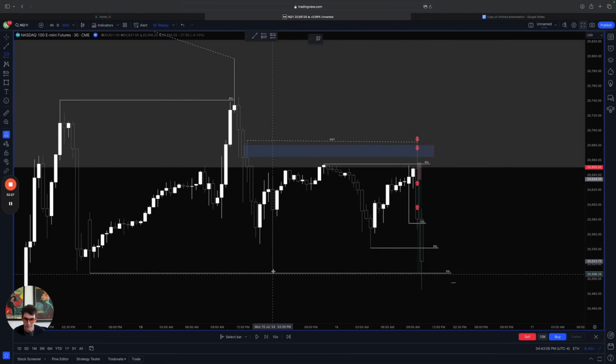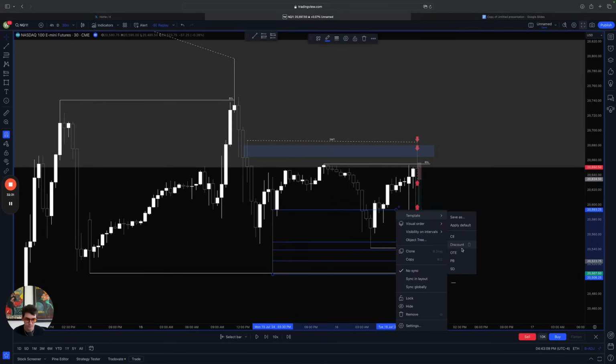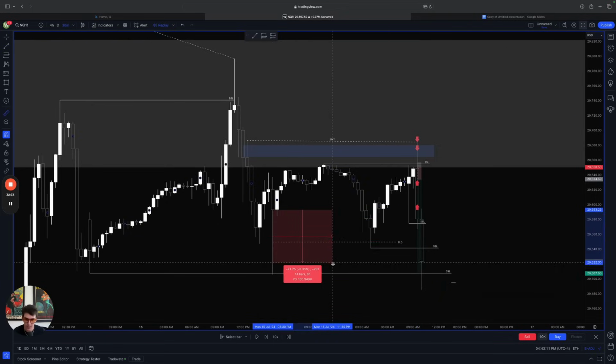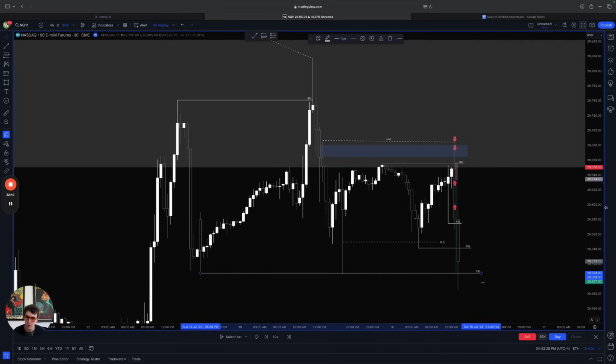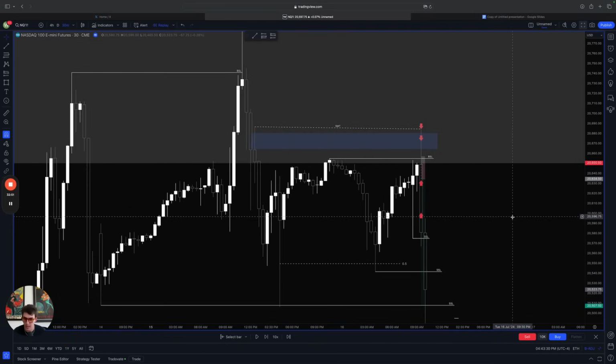What do we respect? Consequent encroachment of this wick. If I was to draw this in, this big wick, a lot of the times when we have a big wick like this, we will pull back and respect consequent encroachment. Consequent encroachment is the midpoint of this wick. We come down, we respect it, we move higher, we go take buy side, run all of the buy stops that we're looking to be short, targeting lower, stopping them out all before the actual move.